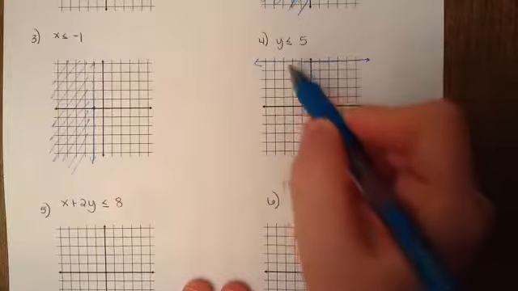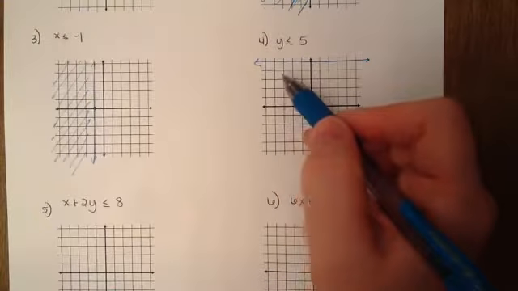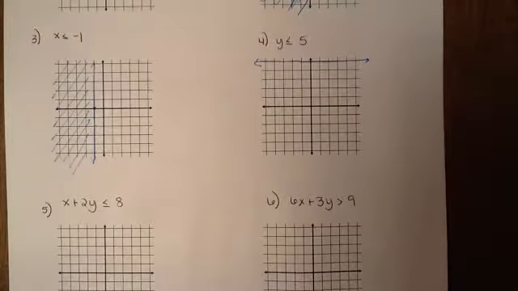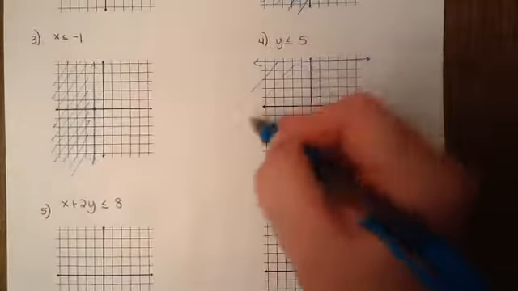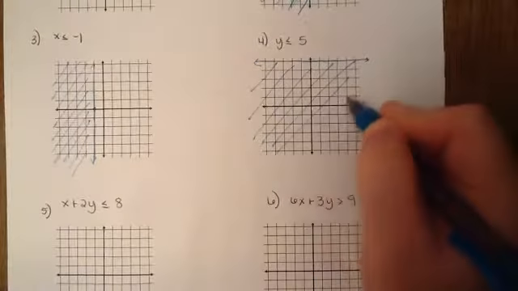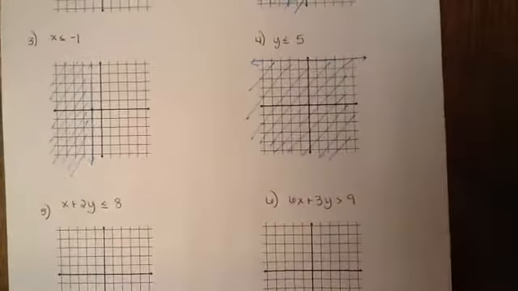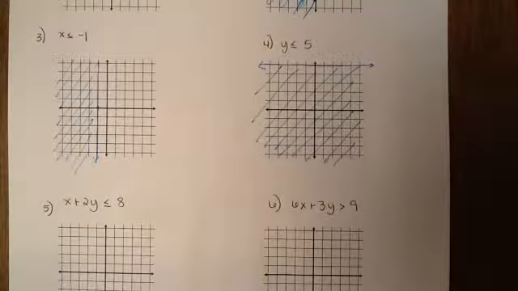Because of the equals. Did you shade above or below? Below. Why did you shade below the line? Because y was less than or equal to, so it will shade below. So anything in that region will work. Nothing above will work. Nice job.